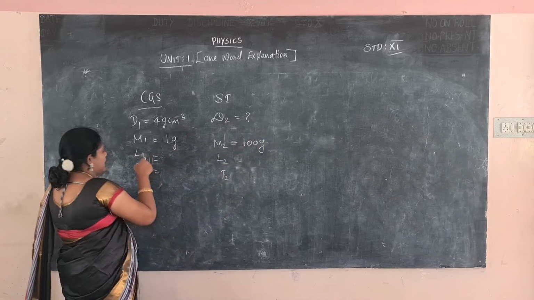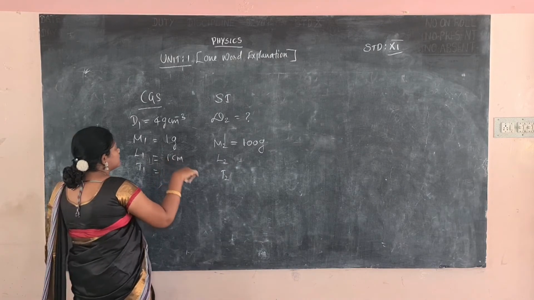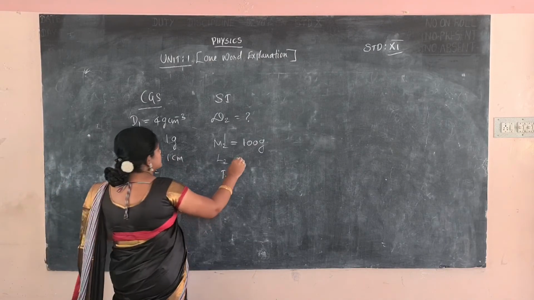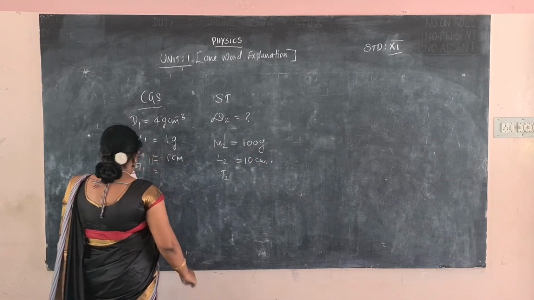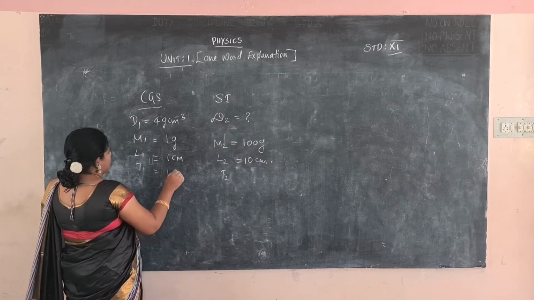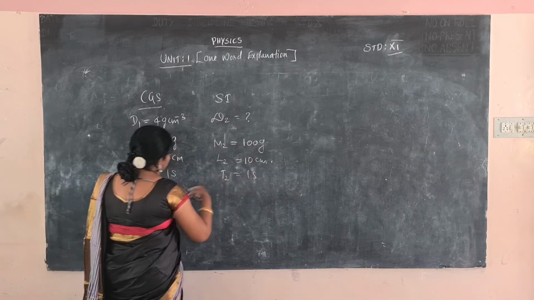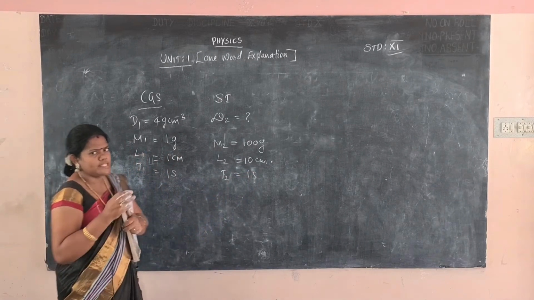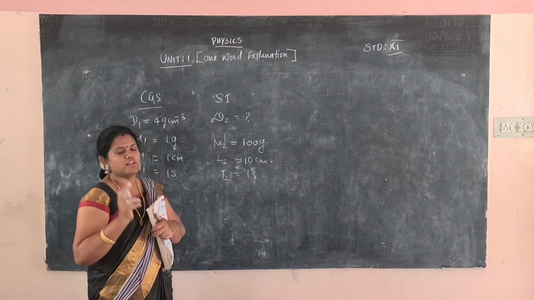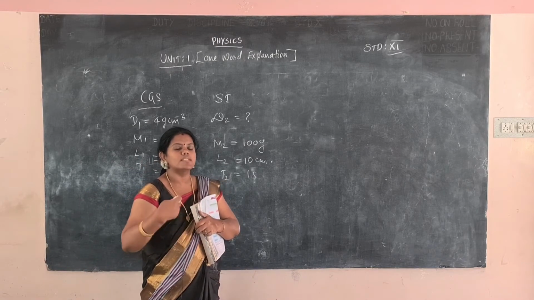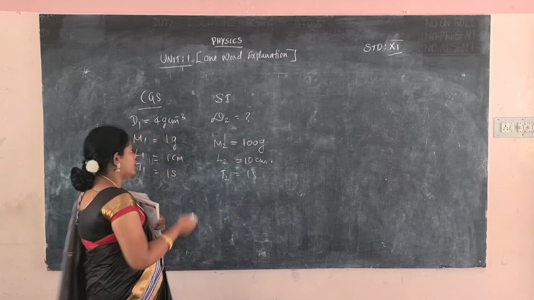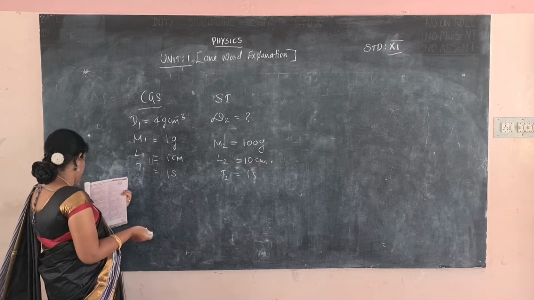L1 value is 1 centimeter, but the second system length is 10 centimeter. Then T1 value is 1 second, and T2 is also 1 second, but that value is not given. We use the first application of dimensional analysis. What is the first application? To convert a physical quantity from one system of units to another system. How will you put the values?